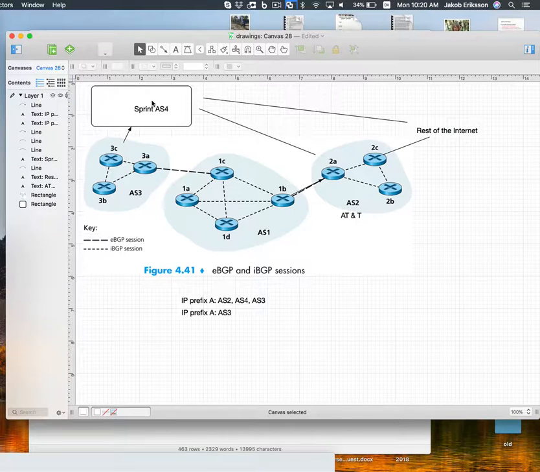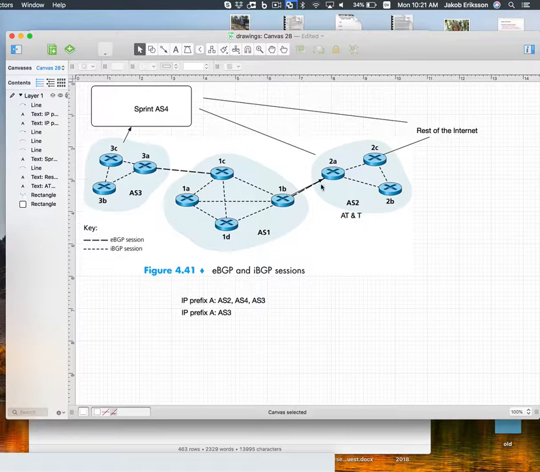And then, of course, providers also announce all of the rest of the internet to their customers, so the customer has access to the internet. So they are able to send to the internet because Sprint announces lots and lots of internet routes to Urbana in this case. And the internet is able to send traffic to Urbana because Sprint announces Urbana's route to the rest of the internet.